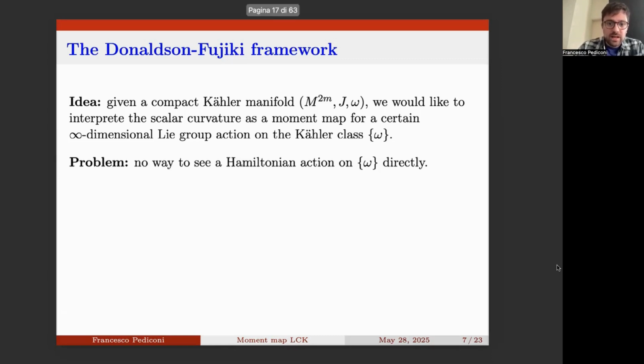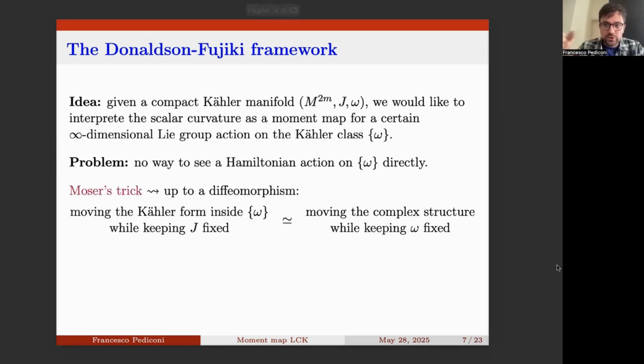Well, there's a little issue, and the issue is that, as far as I know, there is no way that you can see directly a Hamiltonian action on the Kähler class itself. So in particular, it seems that it's not possible to do this approach directly. And here comes the trick.